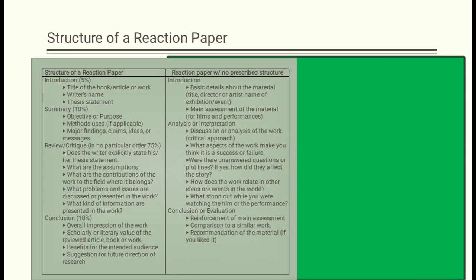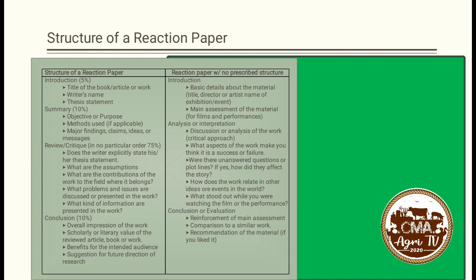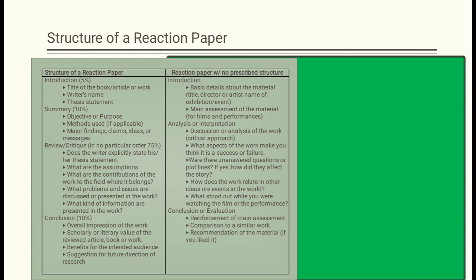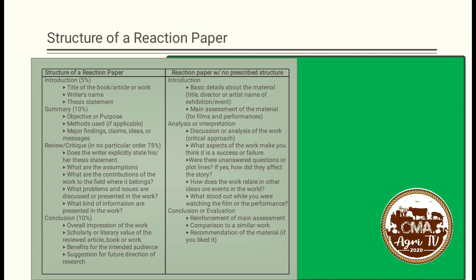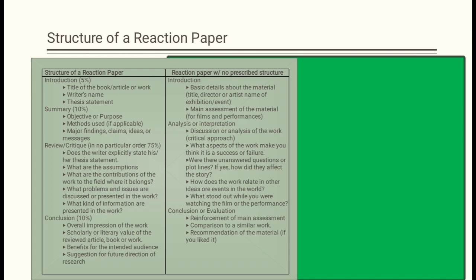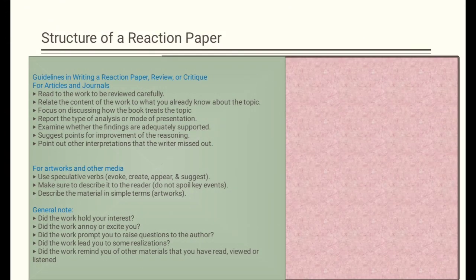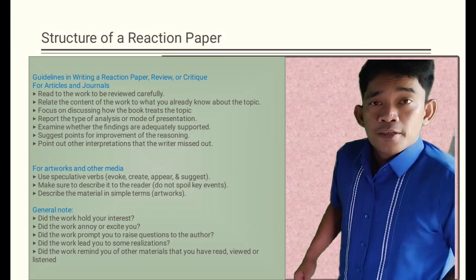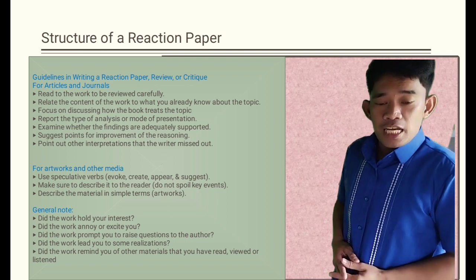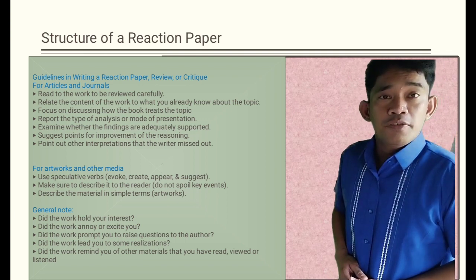So, the last one, okay, so take a look at this table, class. This table is about the structure of a reaction paper. Okay, so you have seen here the guidelines in writing a reaction paper, review, or a critic for articles and journals. For this particular slide, class, you have here the structure of a reaction paper.